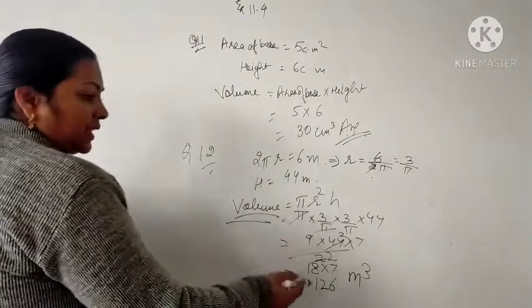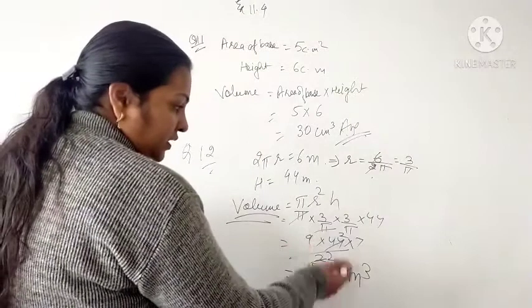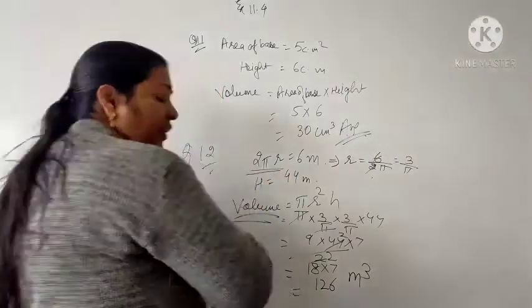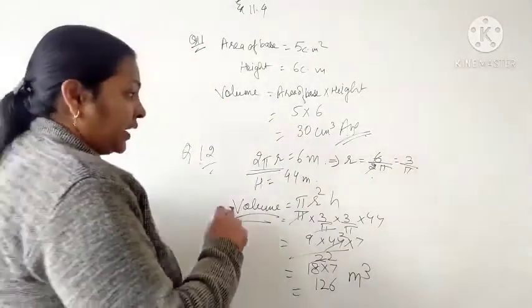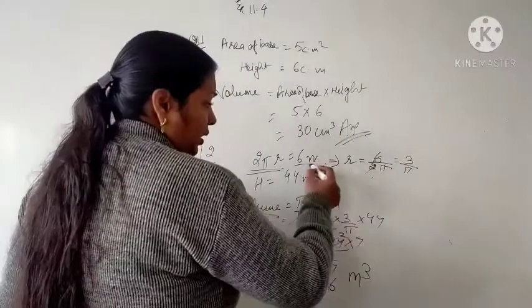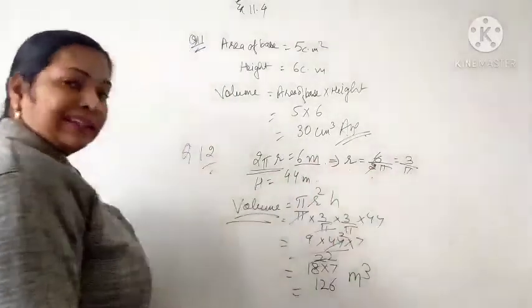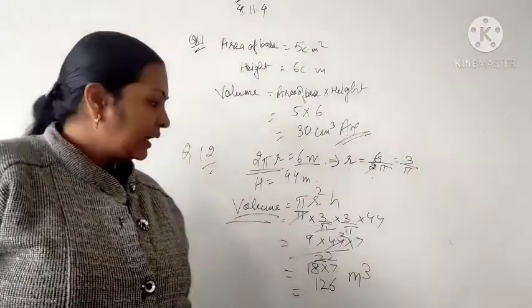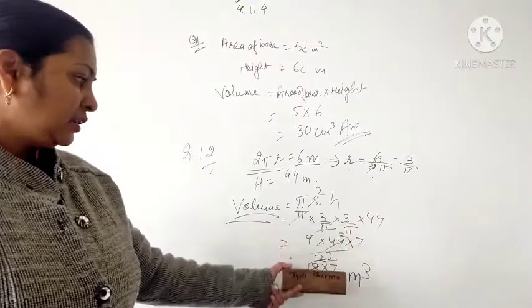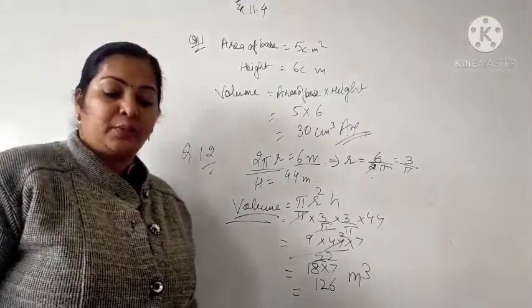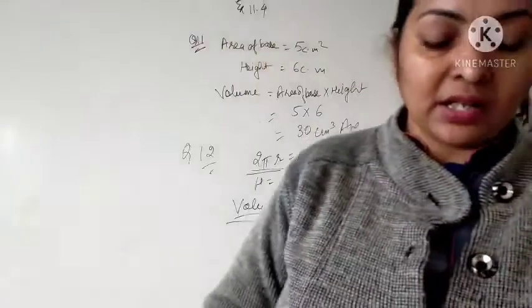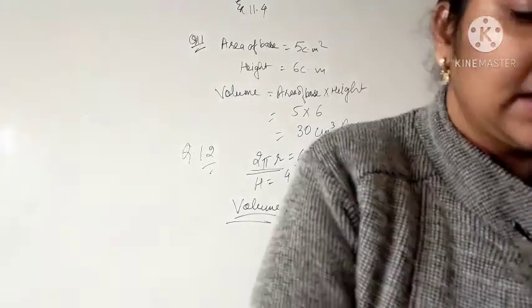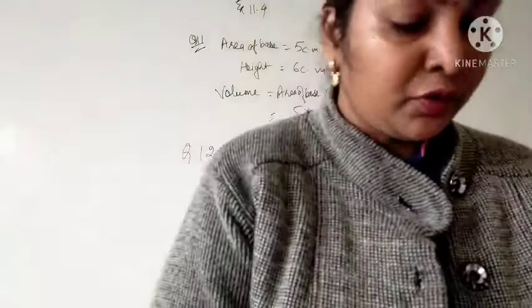So volume of the cylinder is pi r square h. We substitute the values and then find it out. Put the value in the solution part, it is up to you. So easily we can find the volume of a cylinder if circumference and height are given to you. Now we will move to question number 13.